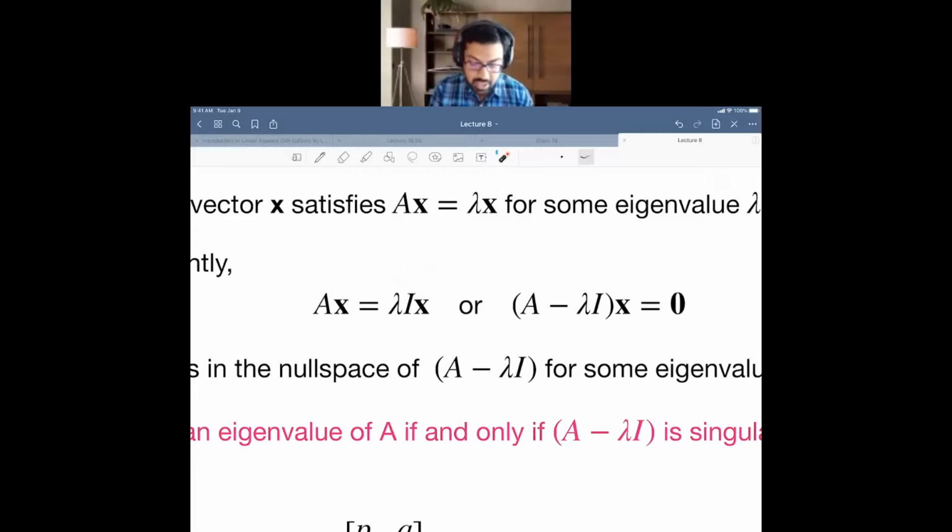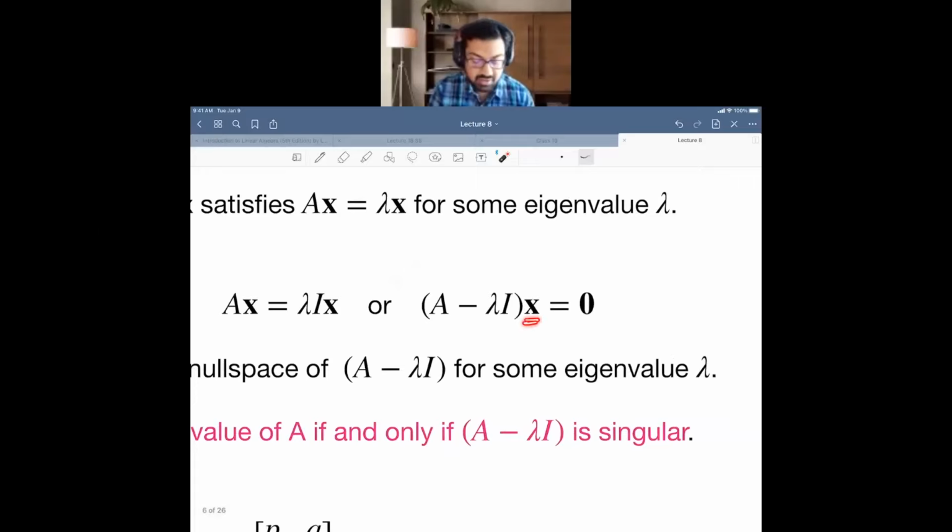Now, if I bring this term to the left-hand side, I can factor out the vector x and write it as matrix A minus scalar lambda multiplied by identity. And of course, this identity matrix has to have the same size as A. If you multiply this with vector x, you should get the zero vector. So now we are looking at what are the x's that are in the null space of A minus lambda I.